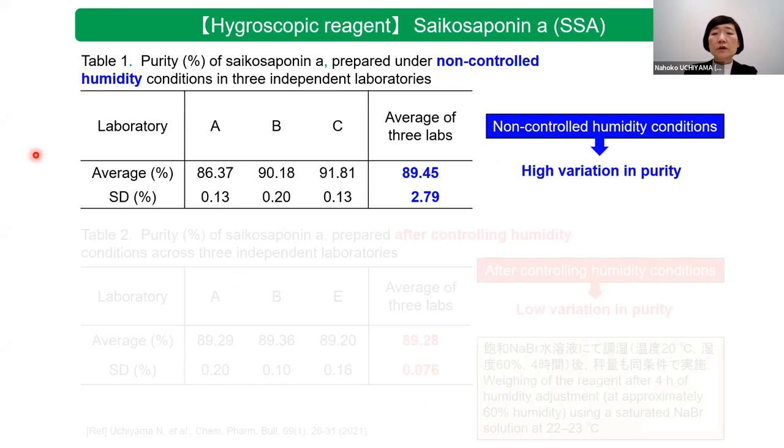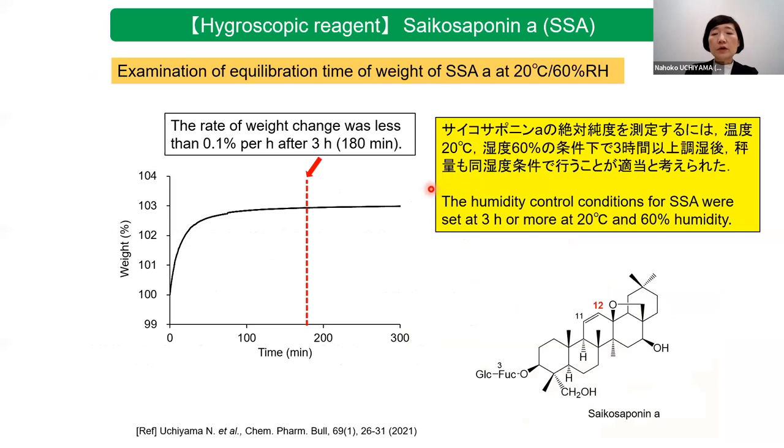First, the purity was determined without humidity control before and during weighing in three facilities, as shown in table one. The results showed high variation in purity, 89.45 plus minus 2.79%. This indicates that SSA requires humidity control both before and during weighing. Next, before the humidity was controlled, the weight equilibration time of SSA was examined to determine the appropriate duration of humidity control before the weighing of SSA.